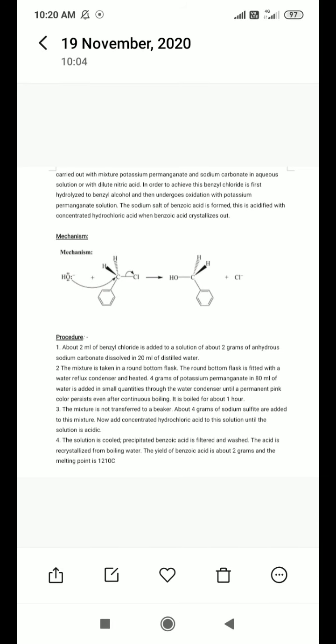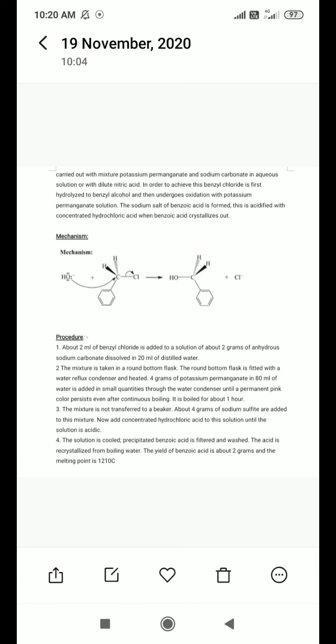Then what is the next step? The mixture is now transferred to a beaker. About 4 gram of sodium sulfite is added. Then we have to add about 4 gram of sodium sulfite to that mixture. Then to this mixture now add concentrated hydrochloric acid until the solution is acidic. Then we have to add concentrated HCl.